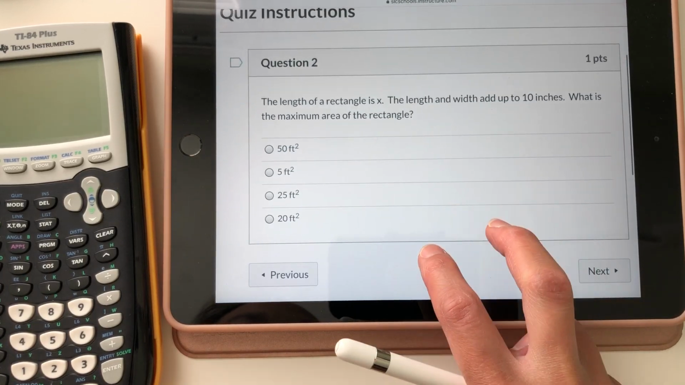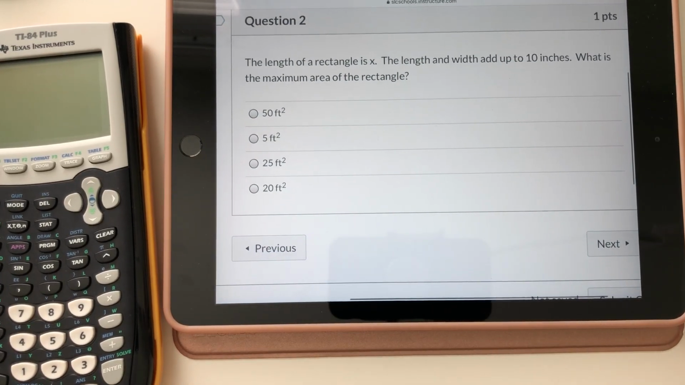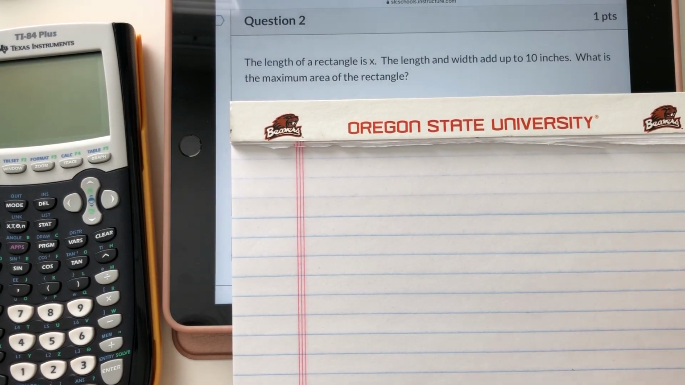Let's see. Okay, here's a really good one that tends to kind of confuse people a little bit. So I'm going to get my notepad. Go Beavers!